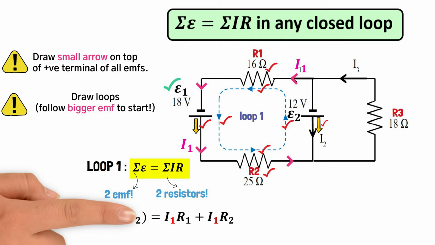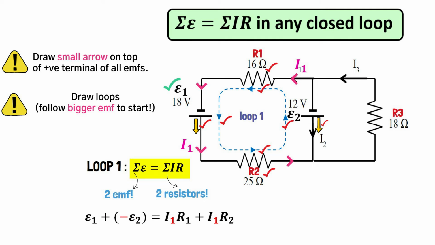So, kita ada EMF 1 must be positive sebab arahnya sama dengan loop tadi, plus negatif EMF 2. Kenapa negatif? Sebab arrow yang warna kuning yang kecil itu tadi dekat EMF 2 tidak sama directionnya dengan loop 1 yang kita lukis sebentar tadi. So, EMF 2 wajib letak negative sign. And then EMF 1 plus negative EMF 2, so equal to I1 R1.